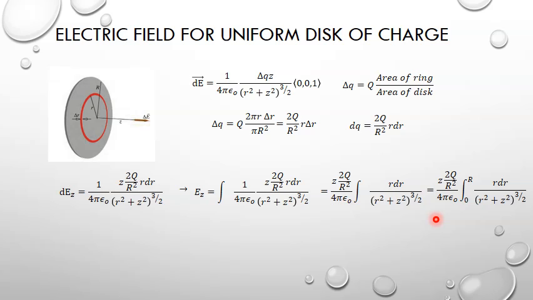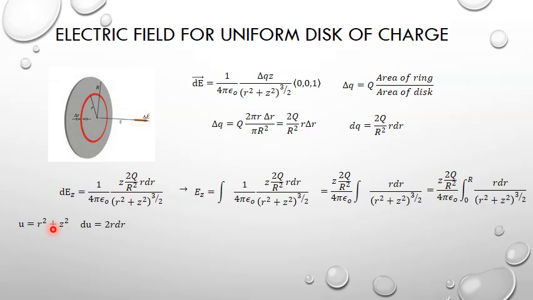Now what we're going to do is figure out our limits. Well, the radiuses of our little rings change from 0 all the way out to the total radius of the disk. So from 0 to capital R. And we need to integrate that. And to integrate that, what do we have to do? Well, we're going to have to do a substitution.